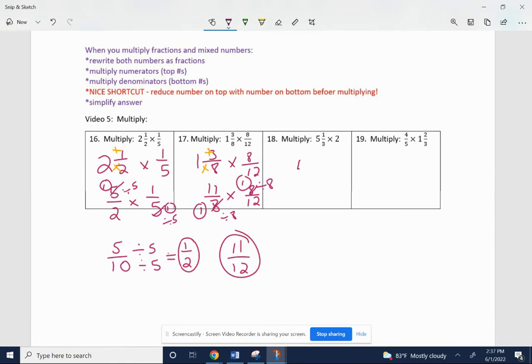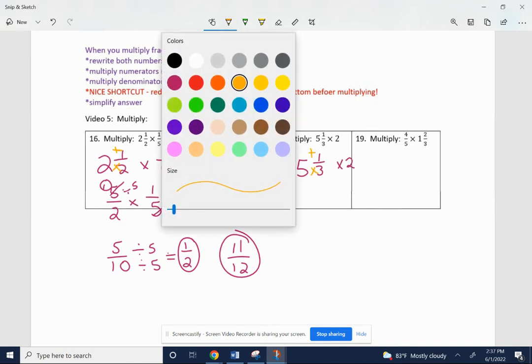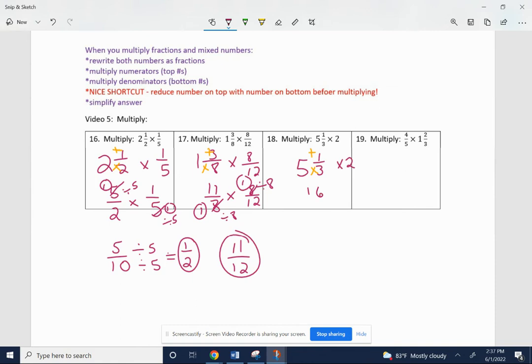Okay, 5 1/3 times 2. 5 1/3 is not a fraction, so I need to multiply and add. So I end up with 16/3. Okay, 2 is not a fraction. Guys, if you have a whole number and you need to change it into a fraction, divide it by 1, because any number divided by 1 is the number you started with. 2 divided by 1 is really the 2 that you started with, but it needs to be in fraction form. Okay, we have 16 over 3 times 2 over 1.